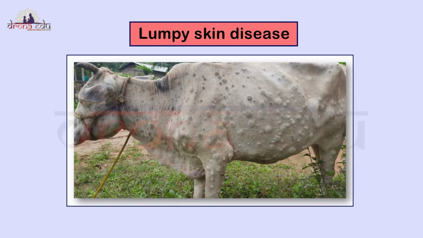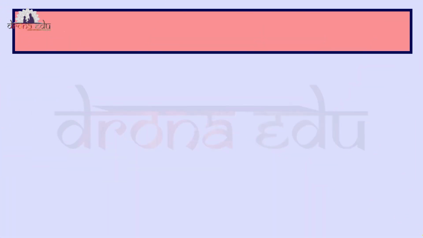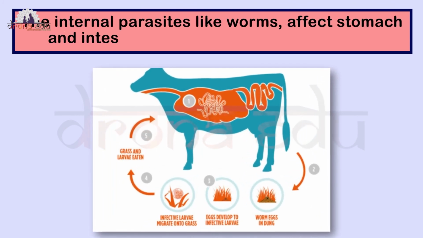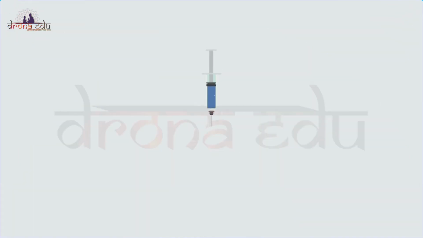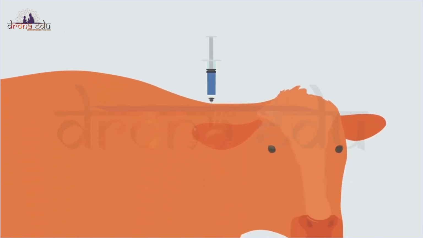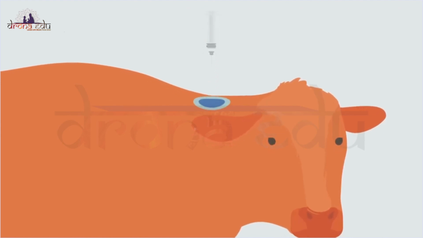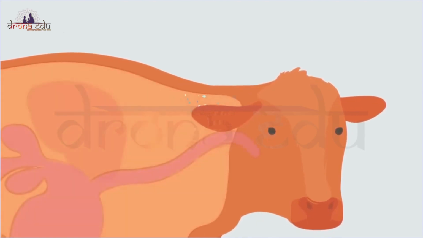The parasites of cattle may be both external parasites and internal parasites. The external parasites live on the skin and mainly cause skin diseases. The internal parasites like worms affect stomach and intestine, while flukes damage the liver. Infectious diseases are also caused by bacteria and viruses. Vaccinations are given to farm animals against many major viral and bacterial diseases.